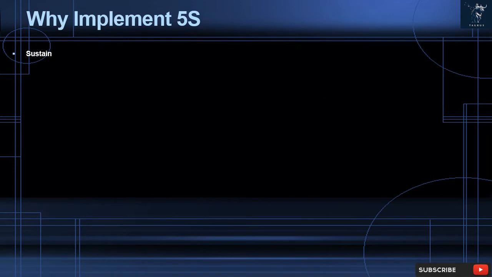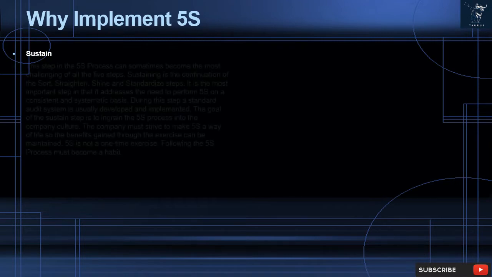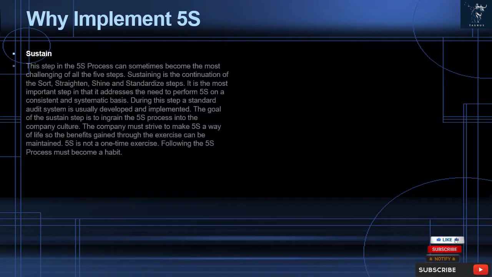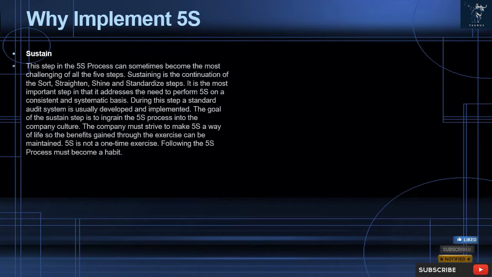Sustain. This step in the 5S process can sometimes become the most challenging of all the 5 steps. Sustaining is the continuation of the sort, straighten, shine, and standardize steps. It is the most important step in that it addresses the need to perform 5S on a consistent and systematic basis. During this step, a standard audit system is usually developed and implemented.